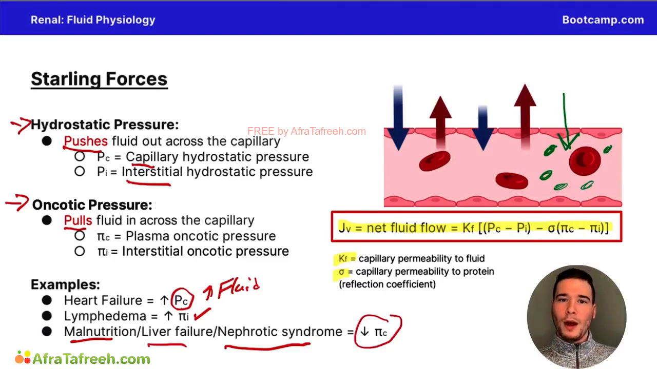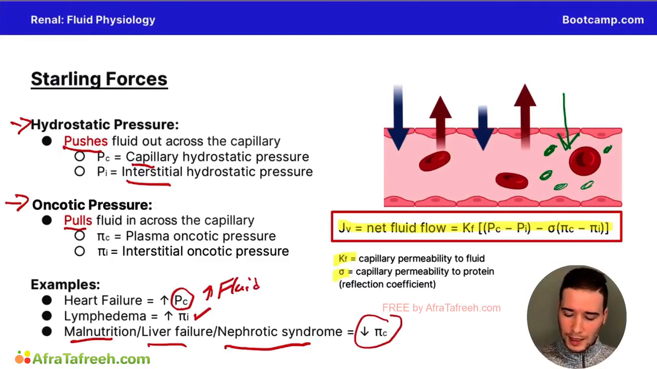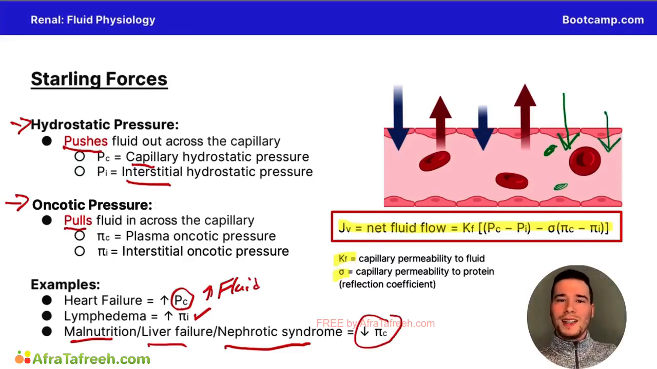But if we are malnourished, if we have liver failure, if we have nephrotic syndrome, we'll talk about that in pathology, we decrease the amount of proteins in our vascular system. So now we have fewer proteins, and thus we have a smaller pulling force, a smaller oncotic force, pulling things inside of the vessel.